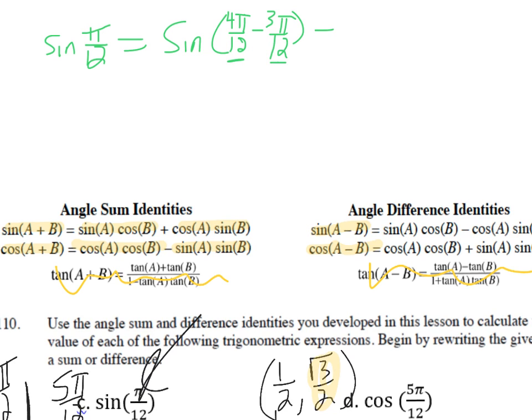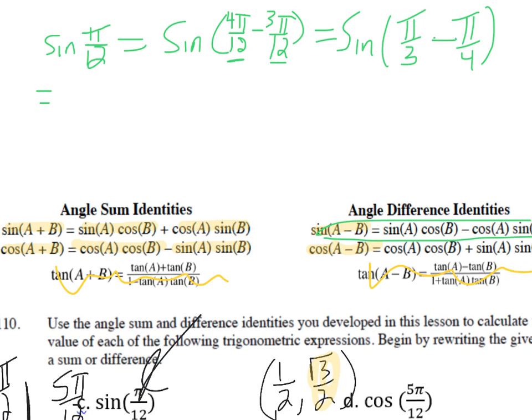Well, these are really the same as the sine of pi over 3 minus pi over 4, which then is equal to, using our property down here, the sine of the first angle times the cosine of the second angle minus the cosine of the first times the sine of the second.